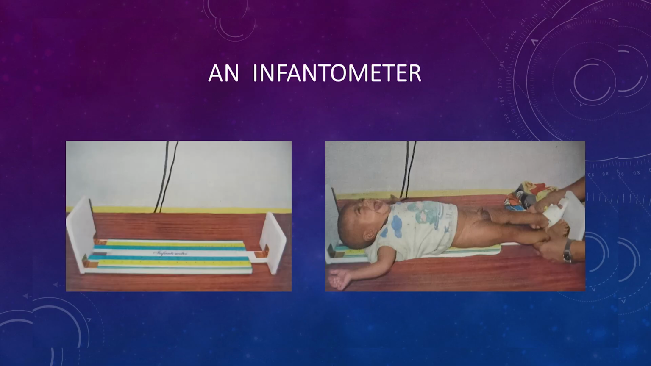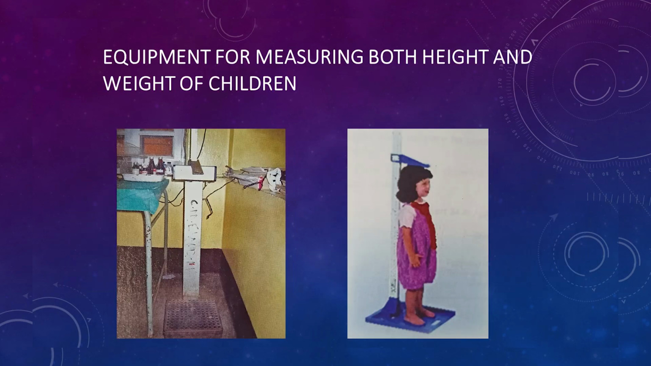On this slide you can see an infantometer, where the child is lying on the meter and you can measure the child's length by adjusting the foot plate. This is very useful in measuring the length of a child below 2 years of age. And this is the instrument which shows the weight as well as height. So this equipment measures both height and weight of children.